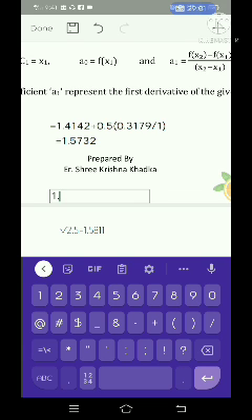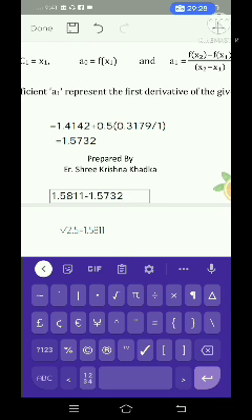So, gawin natin. So, the error for this is, bali, true value minus approximate value. The absolute value.